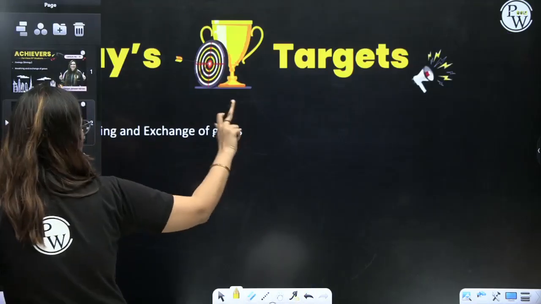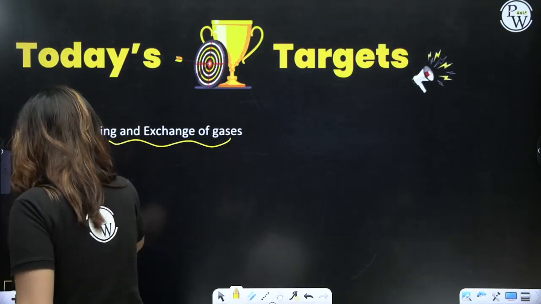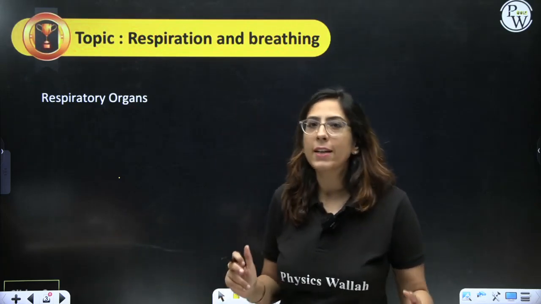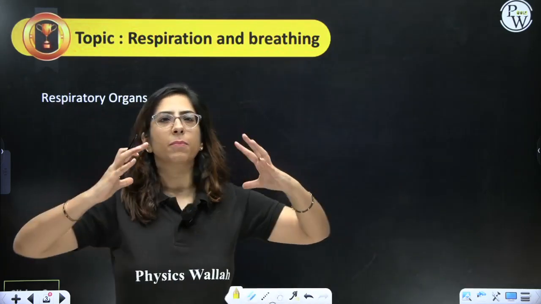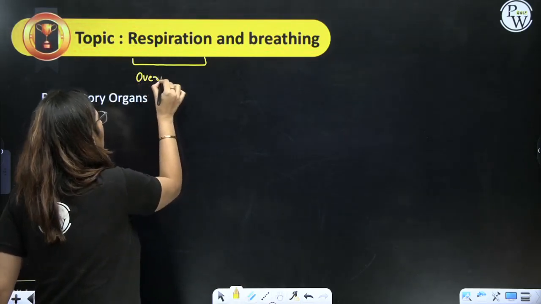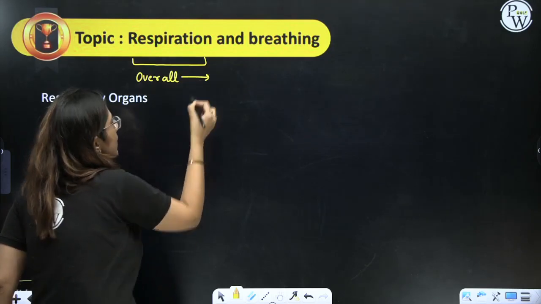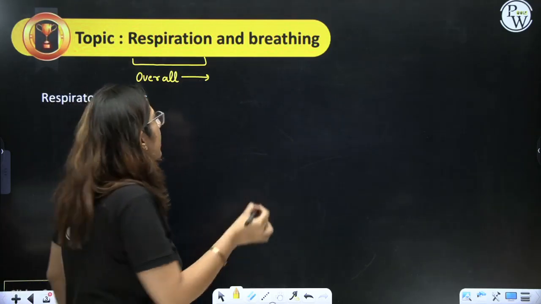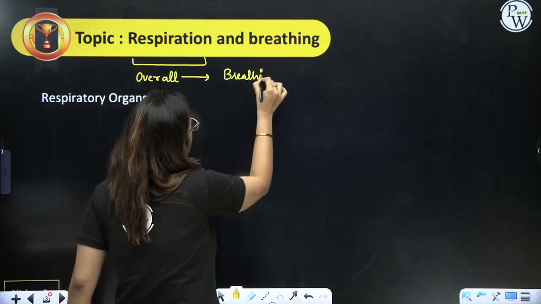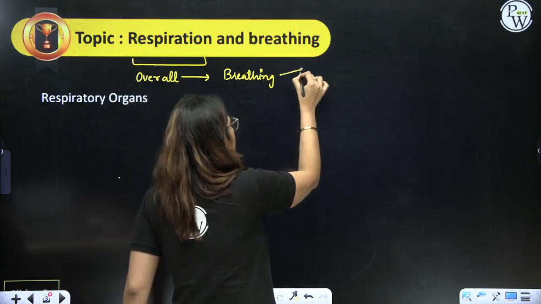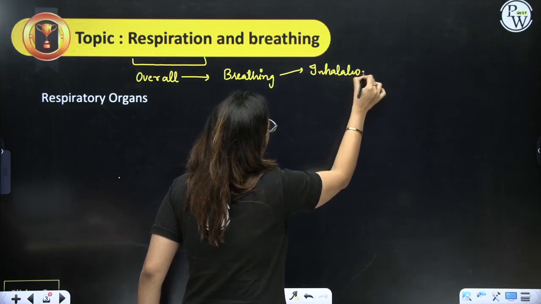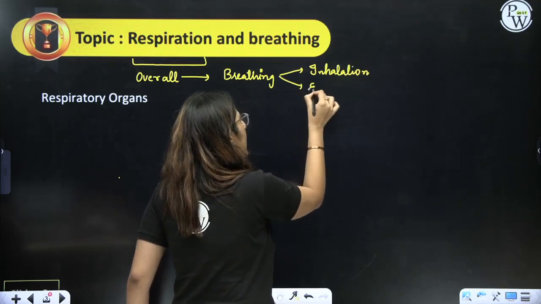Okay, so now we are going to do breathing and exchange of gases. How does it happen? First, let's talk about respiration and breathing. So respiration is what? Respiration is an overall mechanism. So what does it include? It includes breathing. Breathing means exchange of gases. So what do we mean by breathing? Breathing means two things: the process of inhalation, and the second one, exhalation.